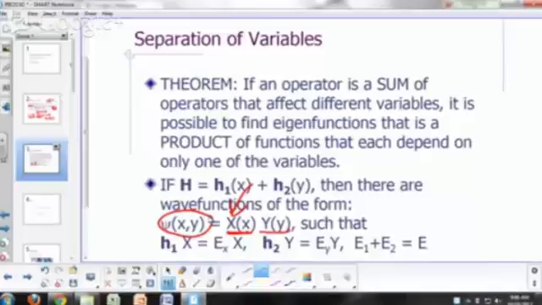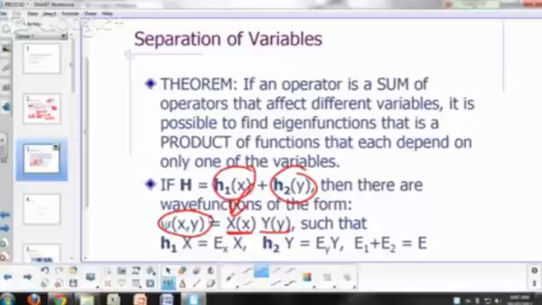We can actually prove that there are solutions of this form. It doesn't mean that all solutions have to be of this form. All we're trying to say is that in this particular case we can do that because of our Hamiltonian. If your operator is a sum of component operators that affect different variables, then you can show that the eigenfunctions of that operator can be written as a product of functions that depend on the different variables individually.